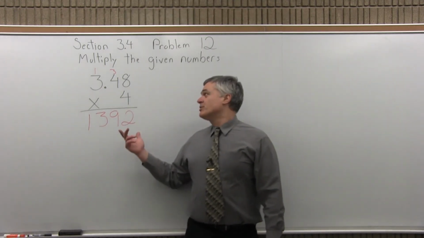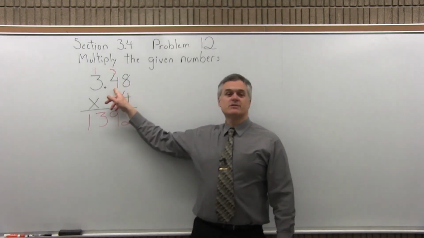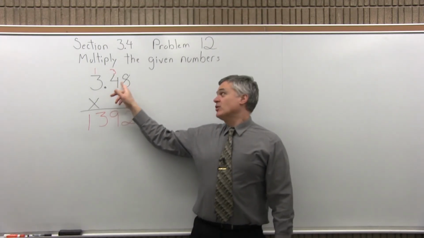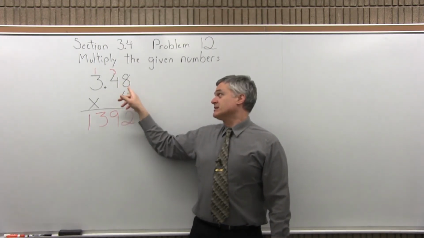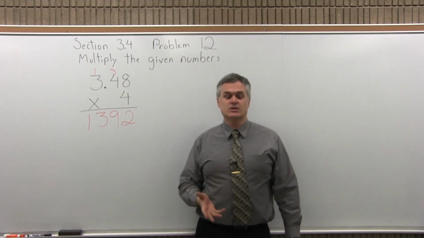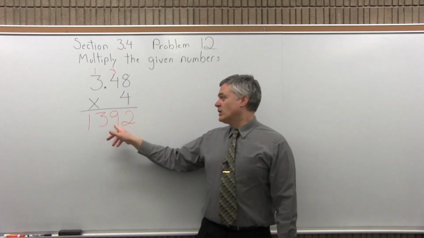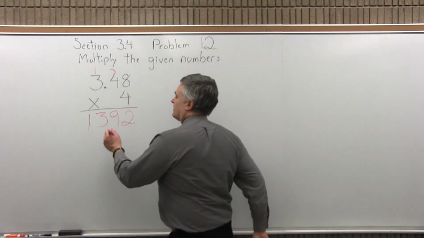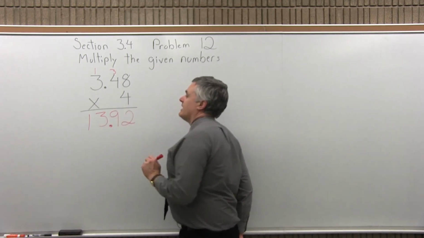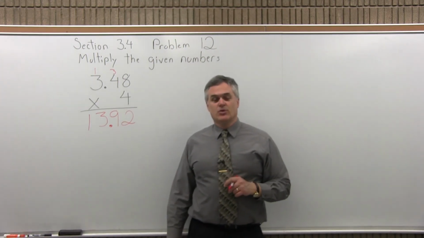So to put it in, count how many places after the decimal in your question. So altogether, only 2, because the 4 didn't have anything after the decimal. So 2 places after the decimal in the question. I must have the same number of places after the decimal in my answer. So 1, 2. If I put the decimal between the 3 and the 9, that would give me an answer of 13.92.